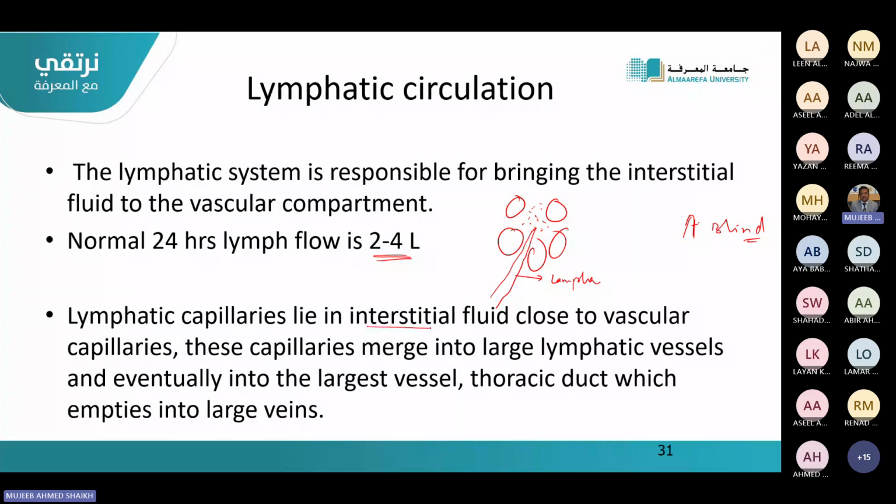They lie in the interstitial fluid close to the vascular capillaries. They merge to form larger lymphatics, and eventually the largest one is the thoracic duct, which opens into the veins. So whatever fluid is there will be absorbed and taken to the venous system.